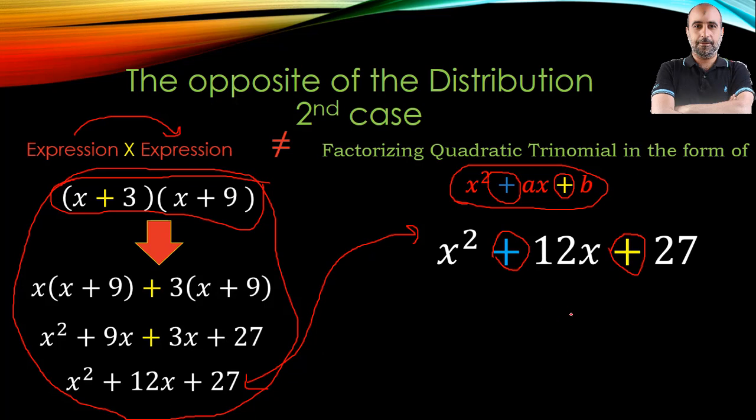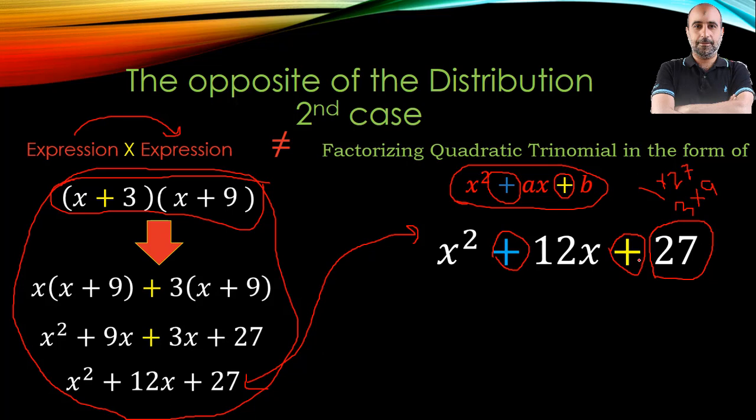Now, how can I make the inverse to find this form? All we have to do is factorize the absolute number. The absolute number is the number which has no variable. The absolute number 27 has no variable, so it's what we want to factorize. 27 is 1 multiply 27, and also it's 3 times 9. I will use just one case of them.